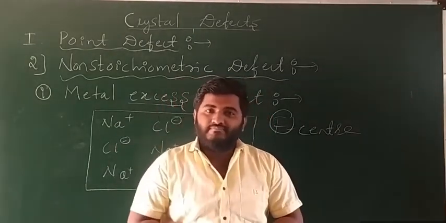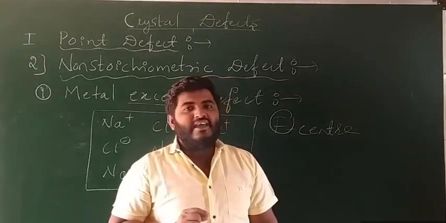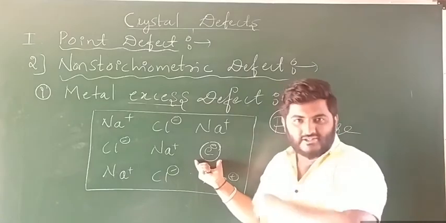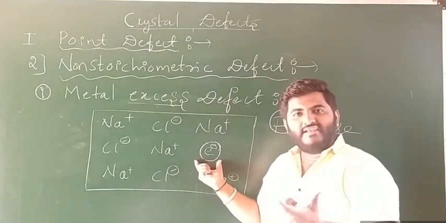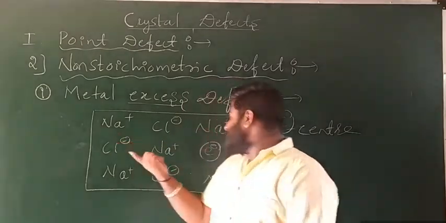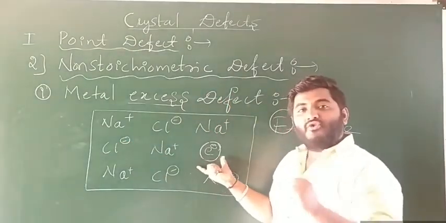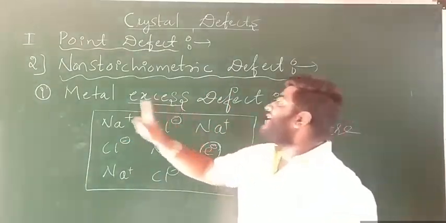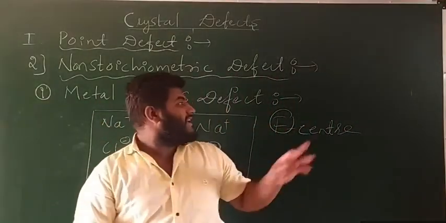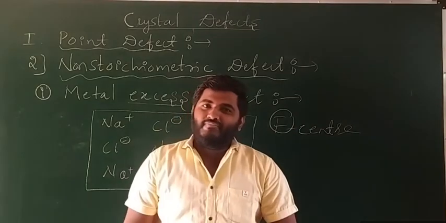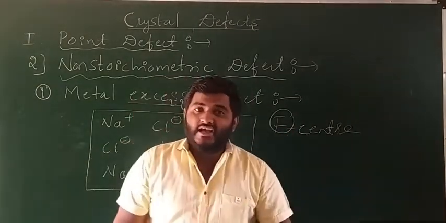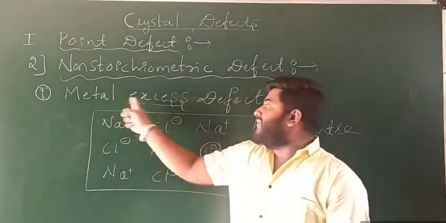Define F-center. F-center is the anionic vacancy filled by an electron, due to which the crystal gets color. In case of metal excess defect, it is called F-center. I hope you got the point here. F-center is also called colored center. So it is only possible in case of metal excess defect.